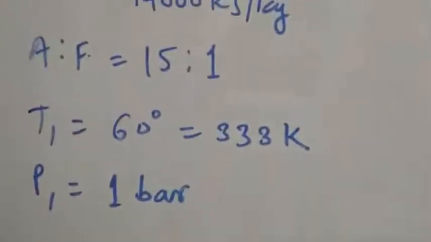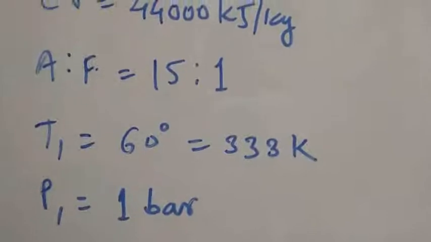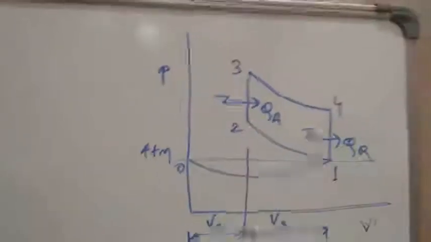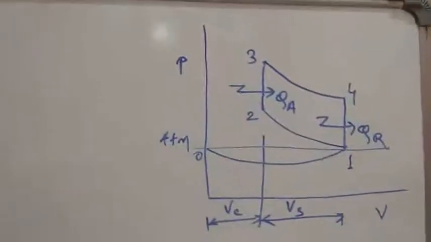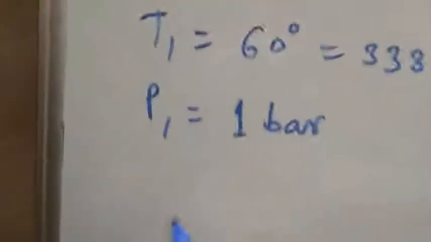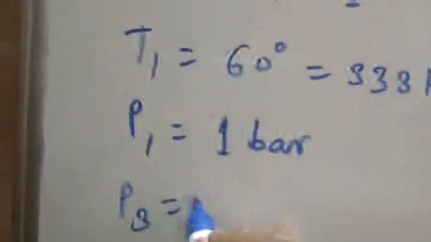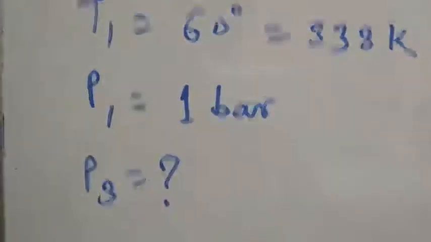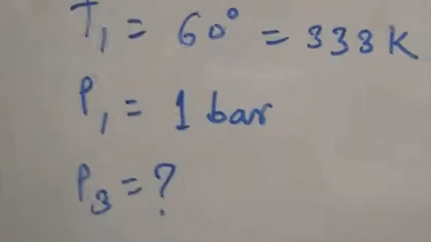Next, they are saying to determine the maximum pressure in the cylinder. Now, if you observe this PV diagram, can you tell me at what point I will get the maximum pressure? That is the pressure at point 3. So I need to find out the pressure at point number 3. That is what I need to get.